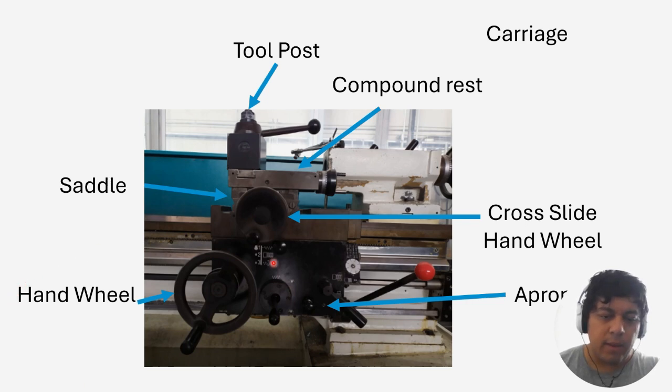Then we have the hand wheel here, which works to move the whole carriage through the railroads or through the table. Like I said before, this is my material, and let's suppose the whole carriage is already positioned here.